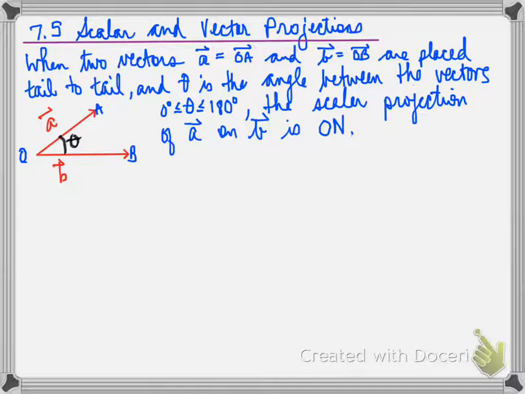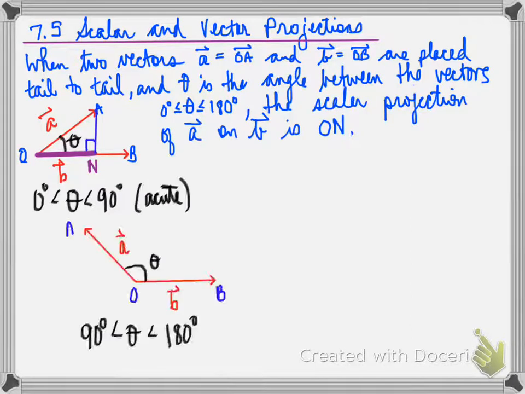The scalar projection of A on B is noted as ON, and you'll notice ON in purple. This means that vector A is projected onto B at a right angle, so that ON is the projection of A onto B. Now, this diagram works if theta is between 0 and 90 degrees, which means that it is an acute angle.